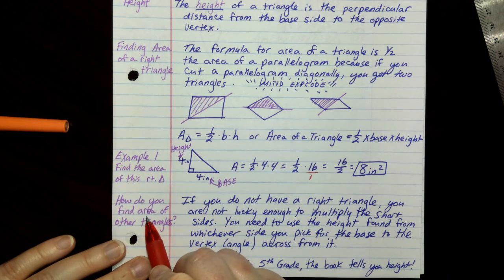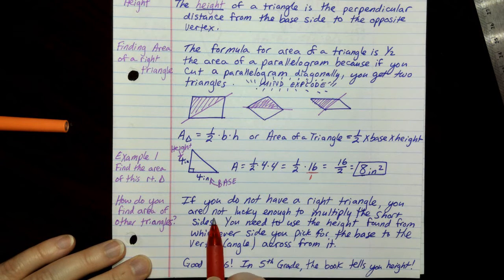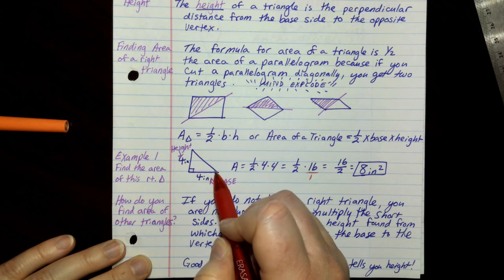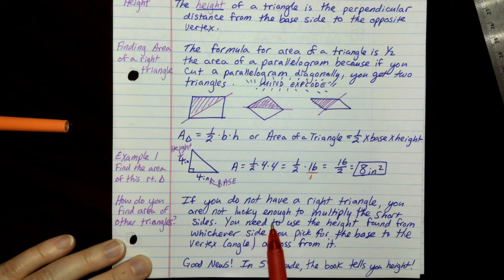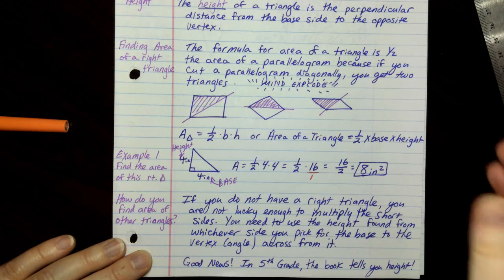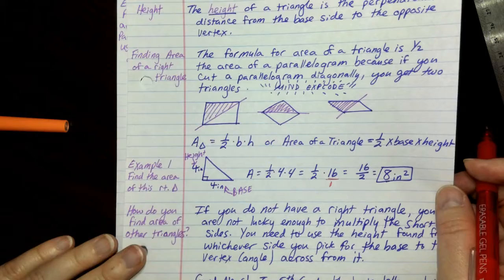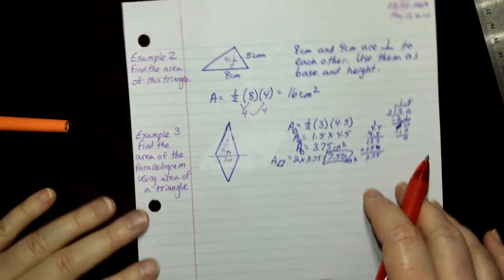So how do you find the area of other types of triangles? If you do not have a right triangle, you are not lucky enough to multiply the short sides. These would be the short sides, and this would be the hypotenuse, or the longest side. You will actually need to use the height down from whichever side you pick for the base to the vertex angle across from it. Good news! In 5th grade, the book tells you the height. Bad news. When you get up into higher levels of math, they don't tell you the height anymore. You have to find it yourself. But there are methods to do that.